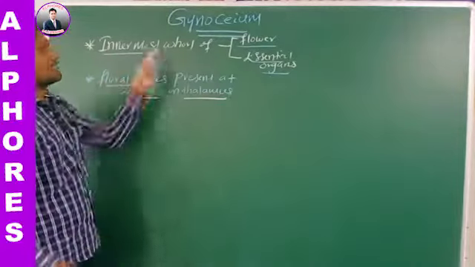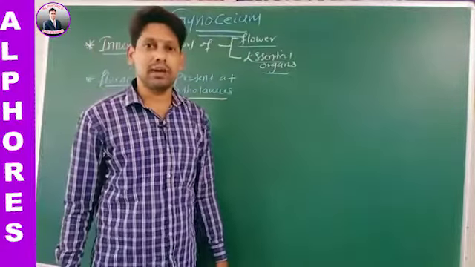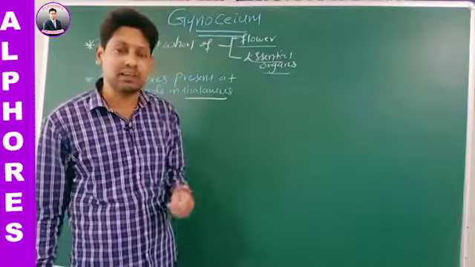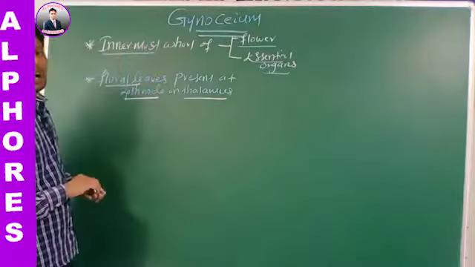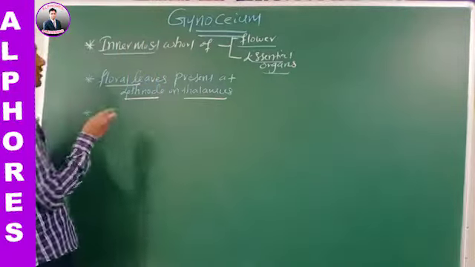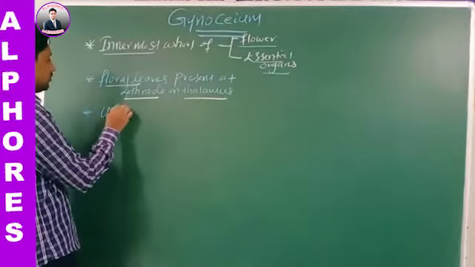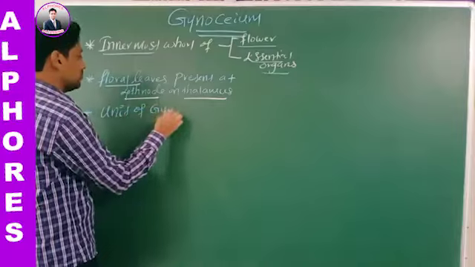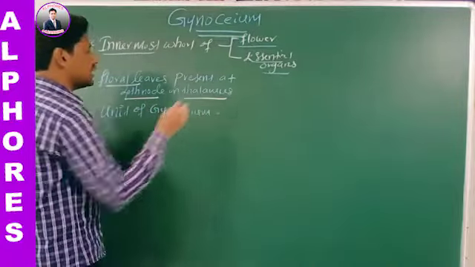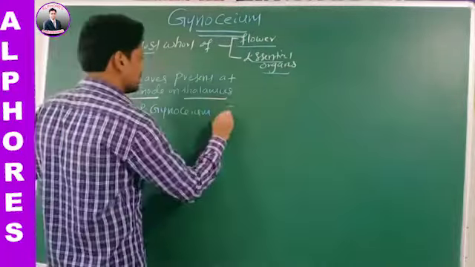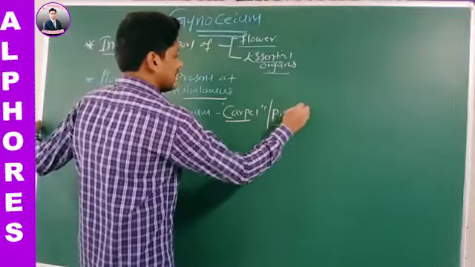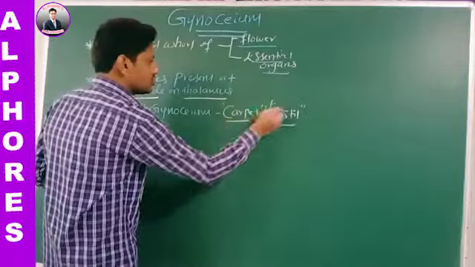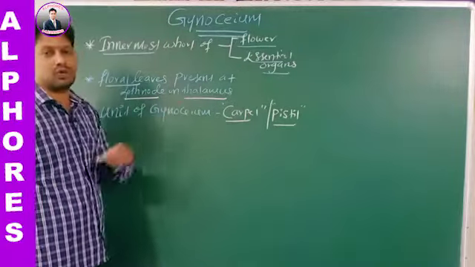Sir, what is the unit of gynecium? Gynecium is made up of carpels, right? So the unit of gynecium is carpel. Sir, this carpel is also called as pistil. What is another name for carpel, sir? It is also called as pistil.